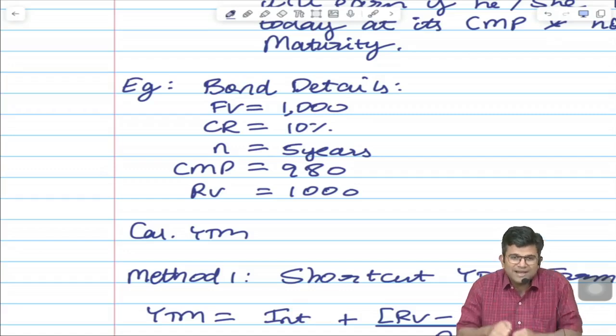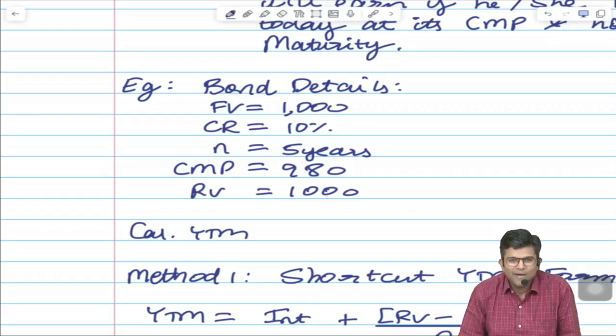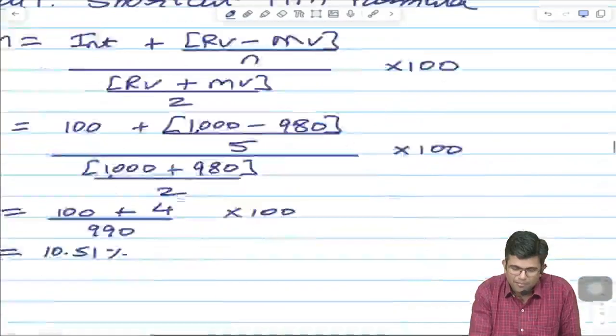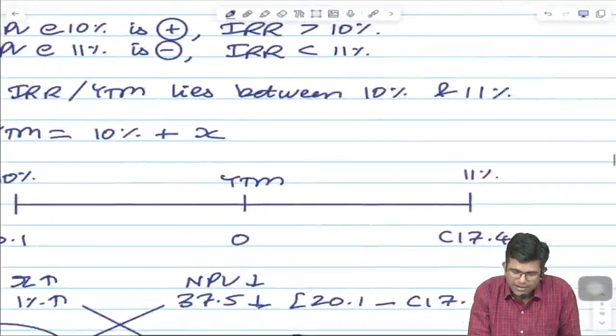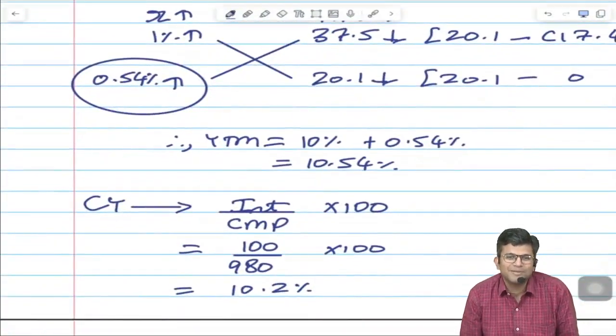Now the question arises, why does the majority want 980 to be the price? Understood the question? Why is the majority saying that we are ready to pay a maximum of 980? Why is 980 the theoretical value of the majority? Because the majority must be wanting 10.54% from this bond. The majority must be wanting 10.54% as the return.